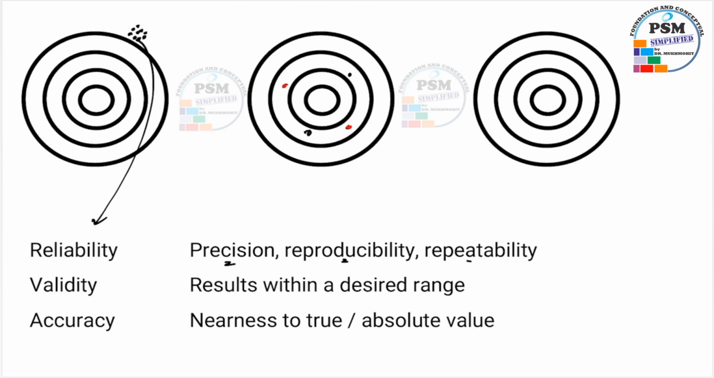Next, what is accuracy? Beta, accuracy means nearness to the true or the absolute value. Did you hit a bullseye? That is what we call accuracy. Getting the results within a desired range is validity.